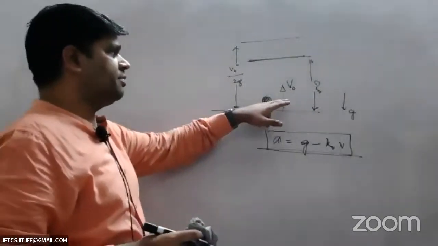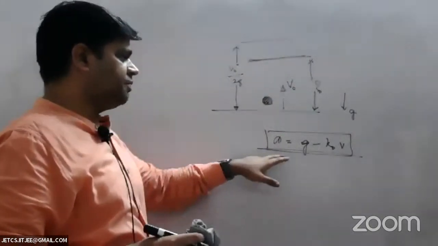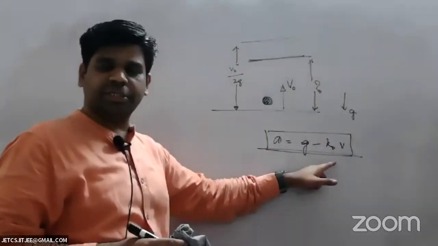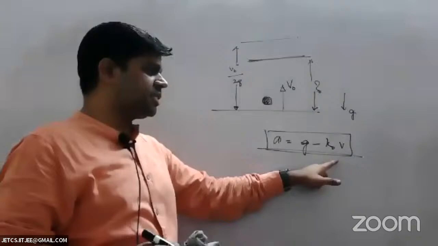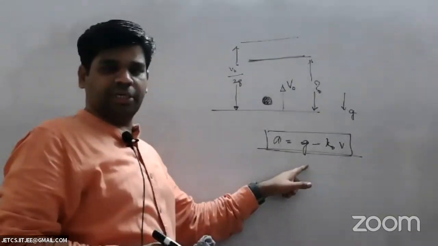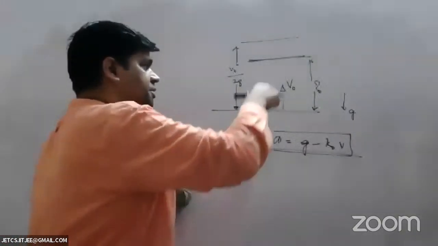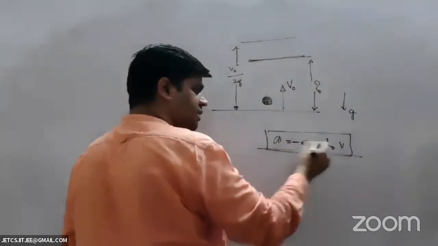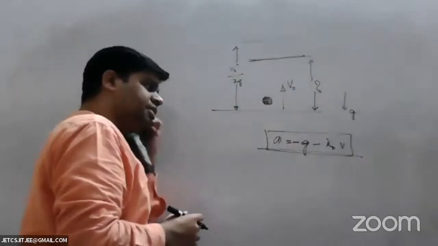Particle's initial velocity is v naught. Its acceleration is given as g minus kv. ఎలా వచ్చింది? నాకు drag force ఇచ్చారు. Retardation because of drag force ఇచ్చారు, minus kv. Acceleration of gravity is g, but then g is also downward. Minus kv is also downward. So my acceleration is minus g minus kv. You see that?